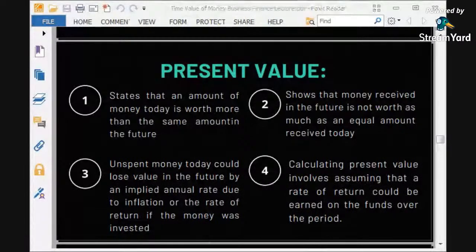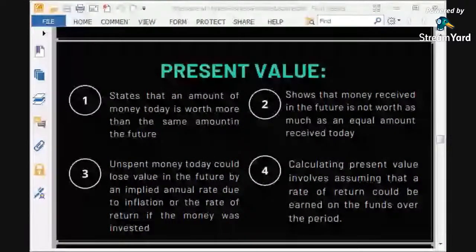So this present value states that the amount of money today is worth more than the same amount in the future. In other words, the present value shows that money received in the future is not worth as much as an equal amount we can receive today. Unspent money today could lose value in the future by an implied annual rate due to inflation or due to the rate of return if the money was not invested.